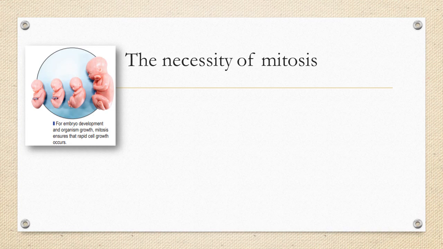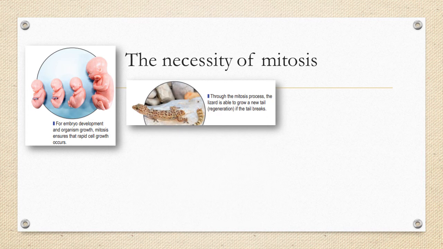So what is the necessity of mitosis? Okay. First, for embryo development and organism growth, mitosis ensures rapid cell growth occurs. Girls, if you still remember when you were a newborn baby, your weight must have been around 2 to 4 kilograms. But now you are already 50, 60 kilograms, right? So there is an increase in the number of cells. This is because your cells undergo mitosis. So this is the first necessity of mitosis, for the organism to grow.